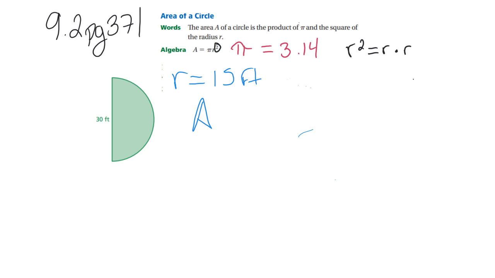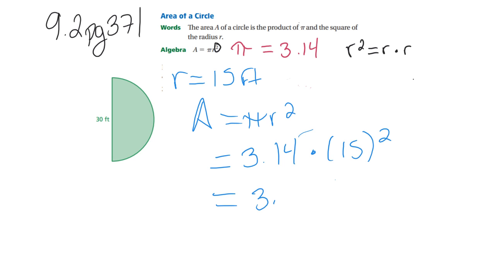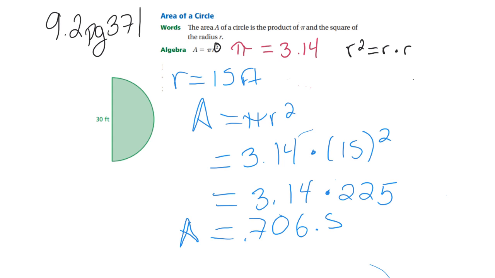All right, so now I can just go ahead and find my area, pi r squared, which is going to be 3.14 times 15 squared, right? Which would end up being 3.14 times 225. So now that'll give us about 706.5 as our area. But remember, we only want the area of the semicircle, so that's half of it. So we're going to go ahead and divide that by 2, and our answer would be around 353.